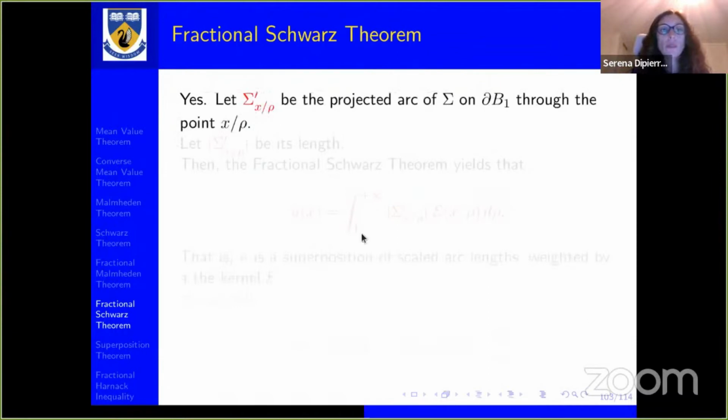So if I take x over rho, which is now a point in the ball, and I take sigma prime of x over rho, which is the projected arc of sigma on the boundary of B1 through the point. So I can give you a picture. So I have B1, and then I take a point, I have an arc sigma.